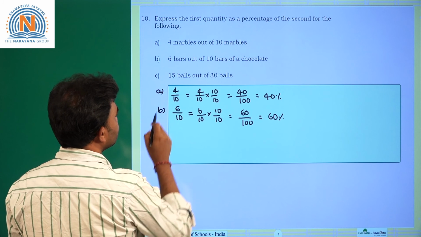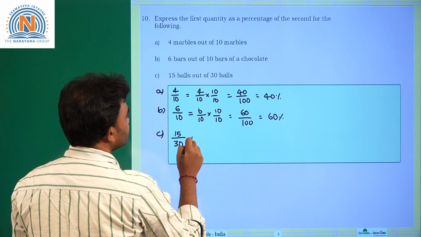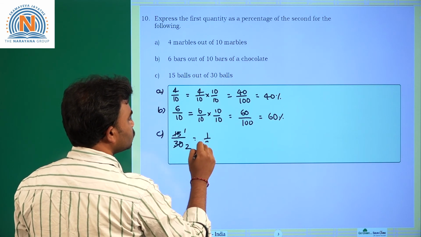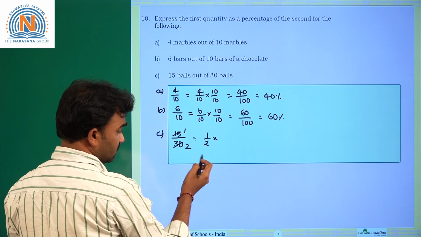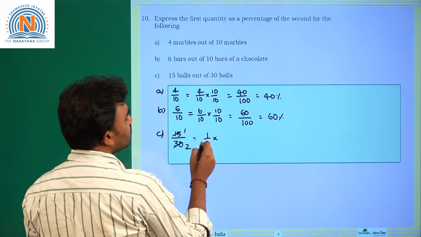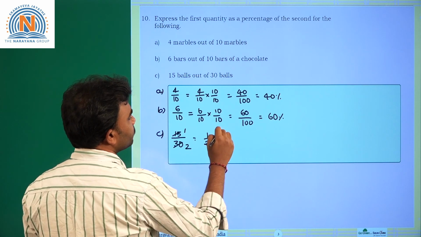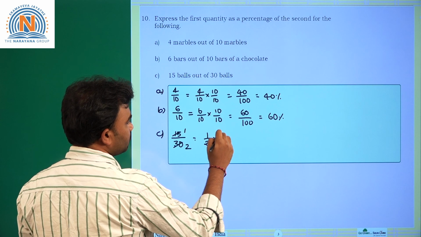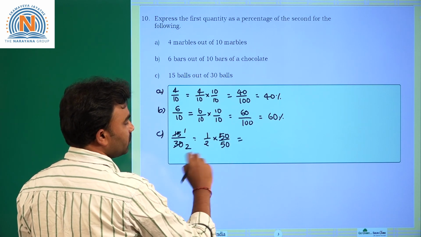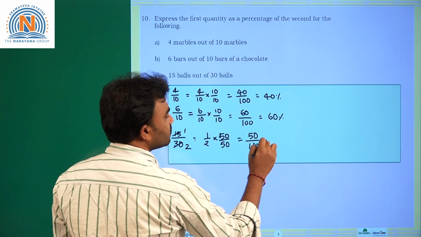Next one, C. 15 balls out of 30 balls. It is equal to 15 ones, 15 twos, 1 by 2. Half is nothing but 50%, right? But go with the normal procedure. We have to multiply it with 50 by 50 to get the denominator as 100. It is equal to 50 by 100.